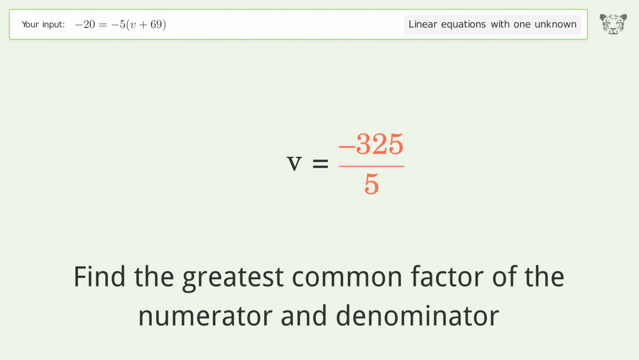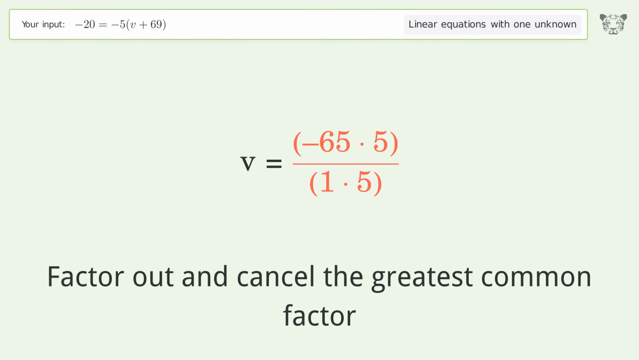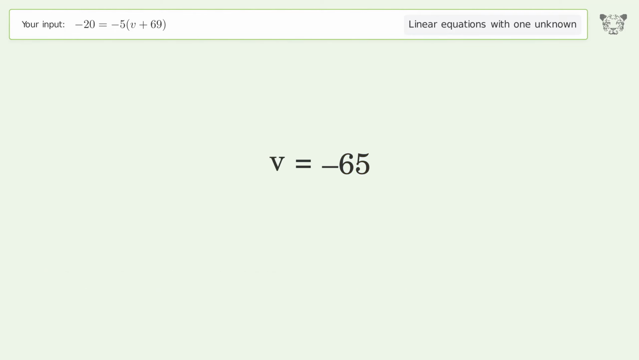Find the greatest common factor of the numerator and denominator. Factor out and cancel the greatest common factor. And so the final result is v equals -65.